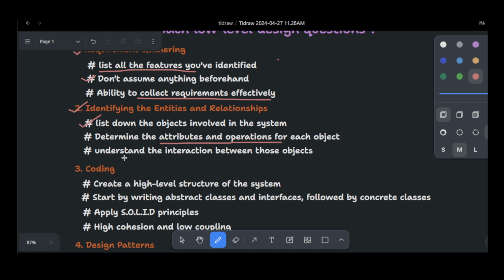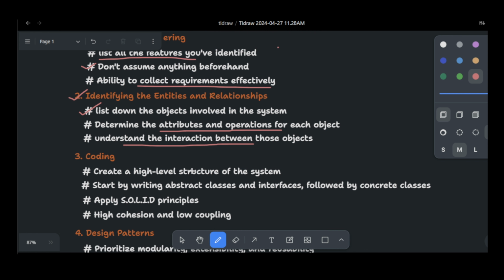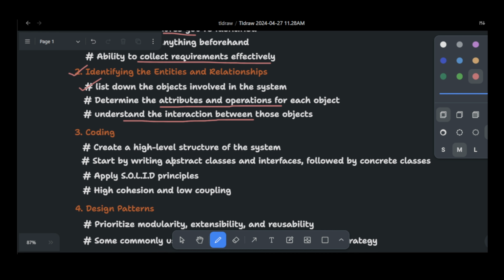After identifying the objects involved in the system, you need to understand the interaction between those objects. Define how two or more objects communicate with each other. The objects can be represented and visualized with the help of UML diagrams. Using a class diagram, you can represent the objects and their relationships, helping you to clarify the structure of your system. Third step is coding.